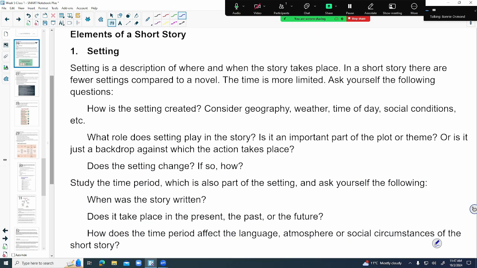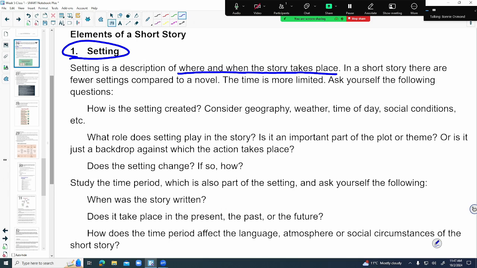So there are a lot of different elements of a short story, and these are pretty much the same elements that you find in a novel. So first is the setting. The setting is a description, I mentioned this before, of where and when the story takes place. In a short story, there are fewer settings compared to a novel. The time is more limited. Ask yourself the following questions. How is the setting created?